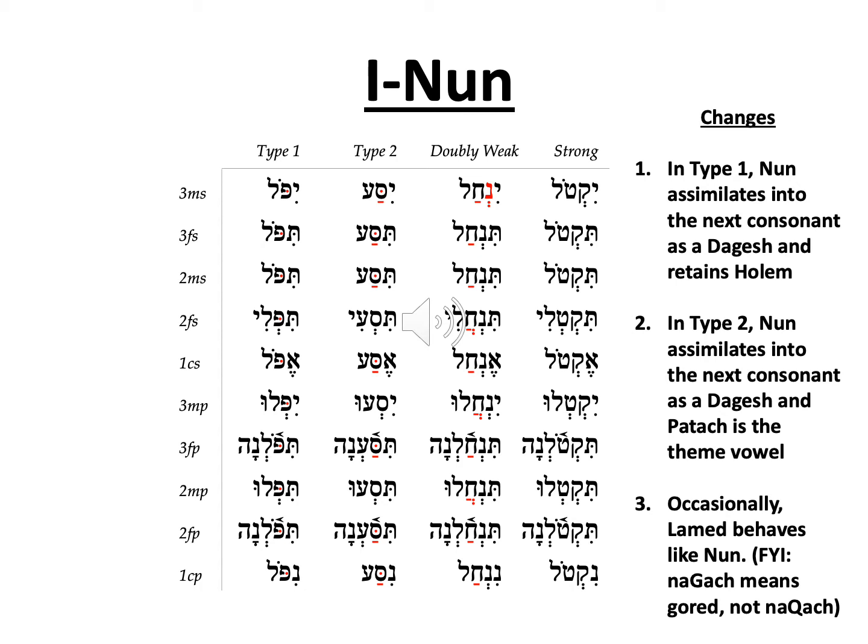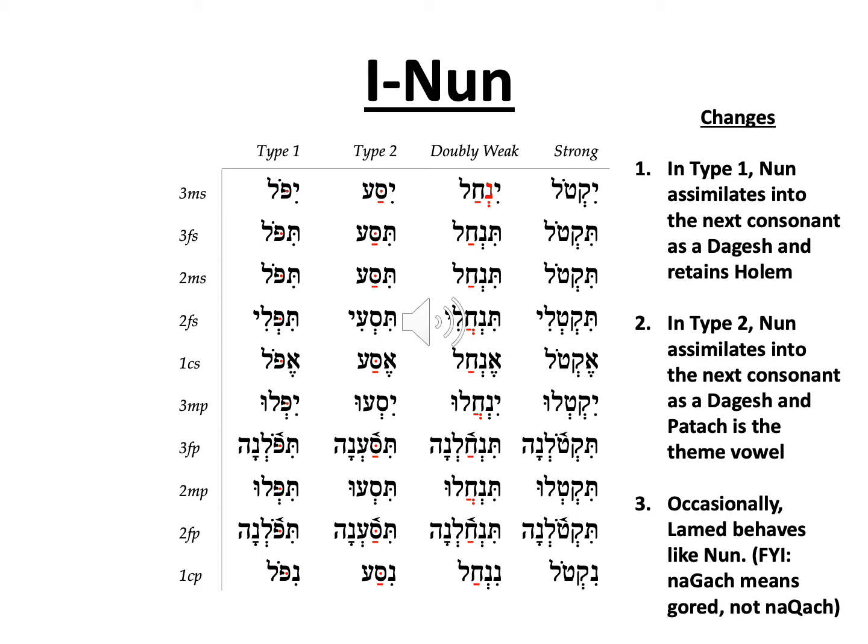Unusual changes also take place when nun is the first letter of the root. In most cases, nun will assimilate into the next consonant as a dagesh and retain a holem as the theme vowel. Thus, in the first column, the verb nafal, to fall, has become yippol, with the nun assimilating into the pe as a dagesh forte and a holem vav remaining over the pe.